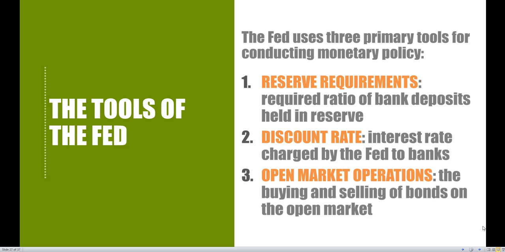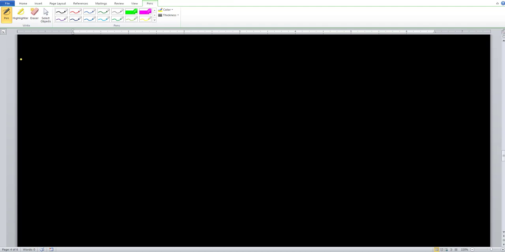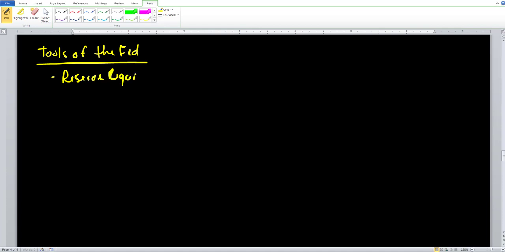So let's go ahead and detail each one of these a little bit more in depth and see which one is going to be the main tool that the Fed uses nowadays. So here we take a look at the tools of the Fed. In terms of tools of the Fed, tool number one is going to be reserve requirements. And we've already hit on this quite often in our previous videos.